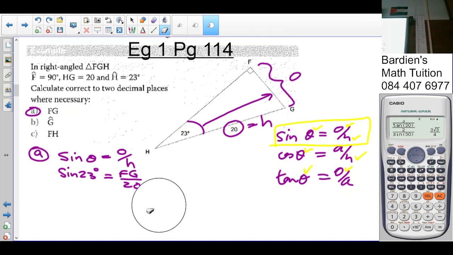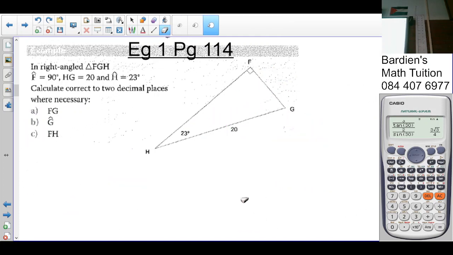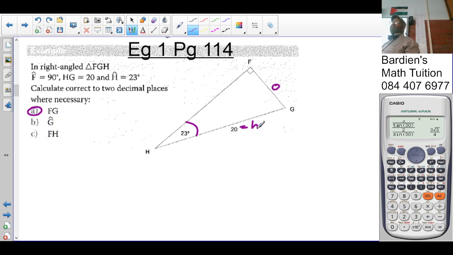Alright, so what we say is, they want you to work out FG. FG is what to the angle? The opposite. What is this to the angle? Hypotenuse. Why am I not worried about FH? Is because there's nothing there. Can you see that, people?